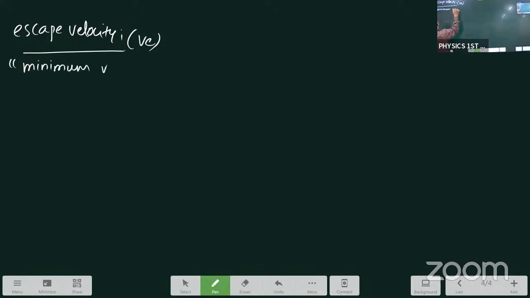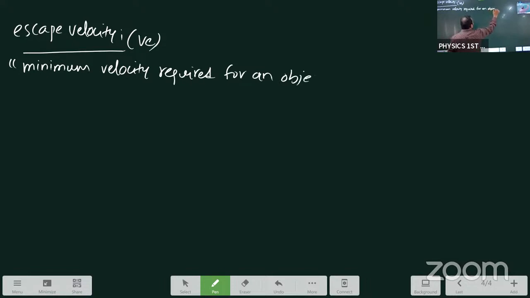Minimum velocity required for an object to escape from the ground.